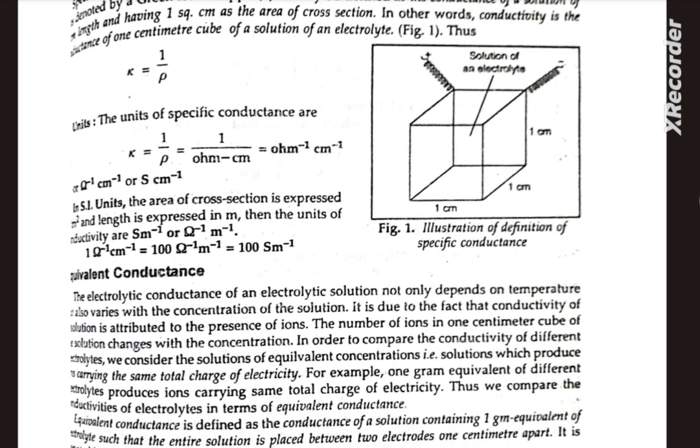Unit: the units of specific conductance are ohm inverse centimeter inverse, Siemens centimeter inverse. In SI units, the area of cross section is expressed in meter square and length is expressed in meter. Then the units of conductivity are Siemens meter inverse, or ohm inverse meter inverse.